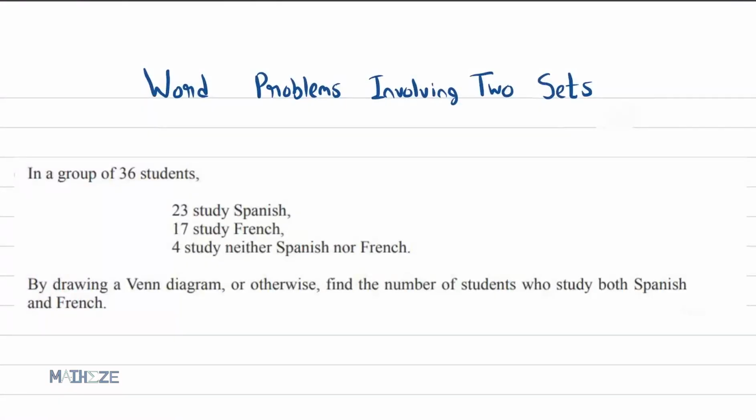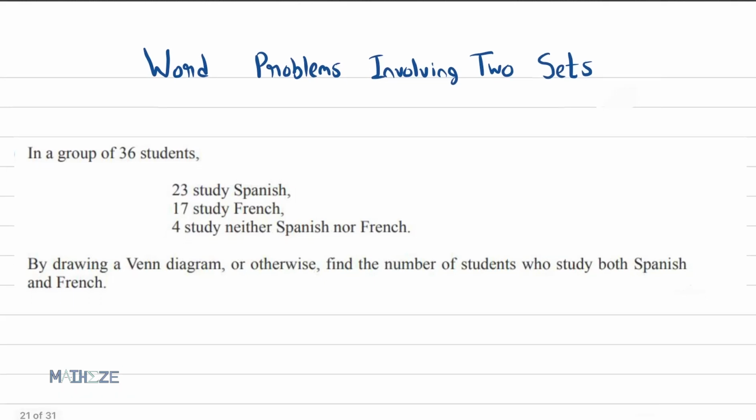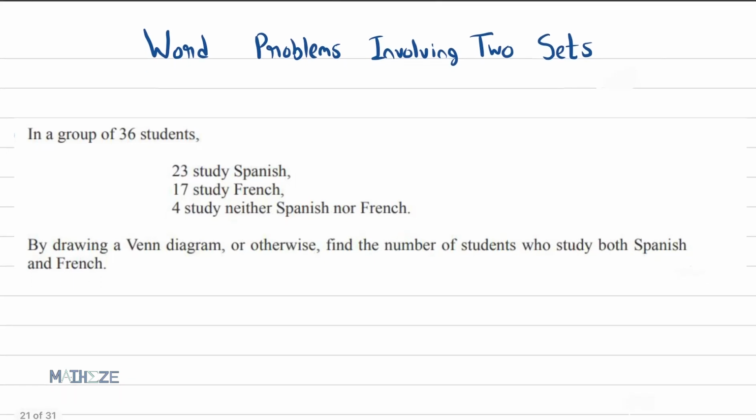Hi guys. In today's lesson, we are starting with word problems for sets. So let's begin. It says in a group of 36 students, 23 students study Spanish, 17 study French, 4 study neither Spanish nor French. By drawing a Venn diagram or otherwise, find the number of students who study both Spanish and French. So, whenever you see a word problem for sets, always make a Venn diagram.